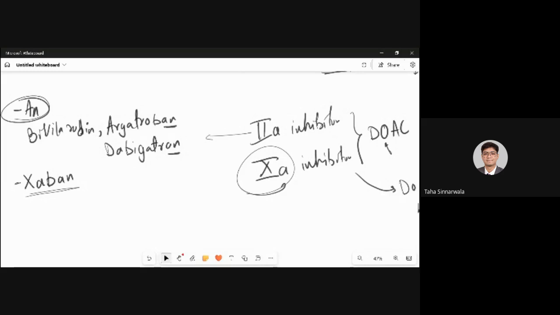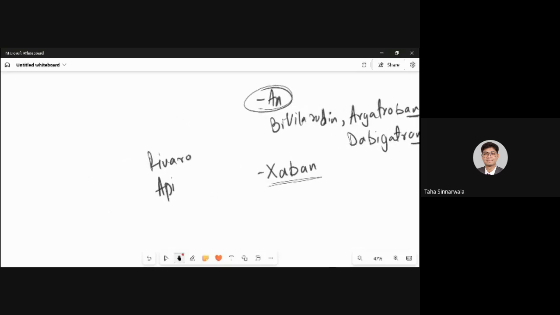Now, the effect is pretty much the same. Because these don't need monitoring, they can be given long term, they can be given at home, and there is not a lot you need to remember except for these two things. They can be given at home, they can be given for long term.